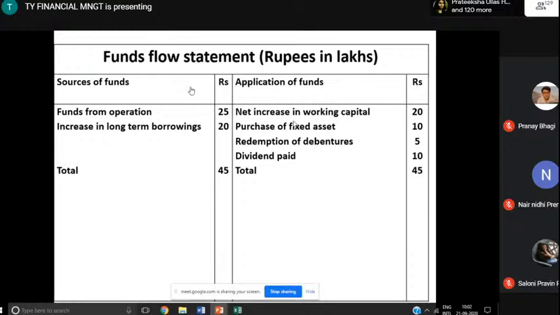Girls, please respond now. Let me copy this. Net increase in working capital. This is what you got in step 1. If you want, write down in bracket. Net increase in working capital, bracket write step 1, 20 lakhs. Perfect. Say yes, no? Yes. Second step, what is the answer you have got? How much? 25 lakhs.